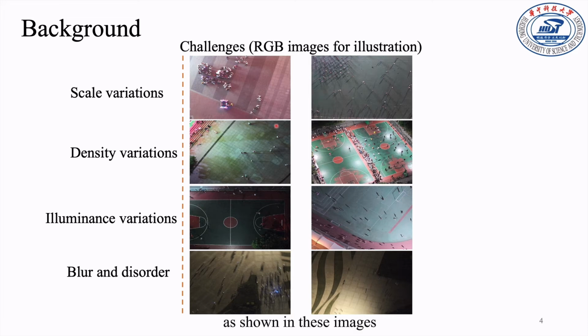As shown in these images, scales are various. This is at a low altitude, and this is from a high altitude. As for the density variations, this is very dense, while this is sparse. As well, the illuminance can be very dark. Besides, some images show strong blur and disorder.